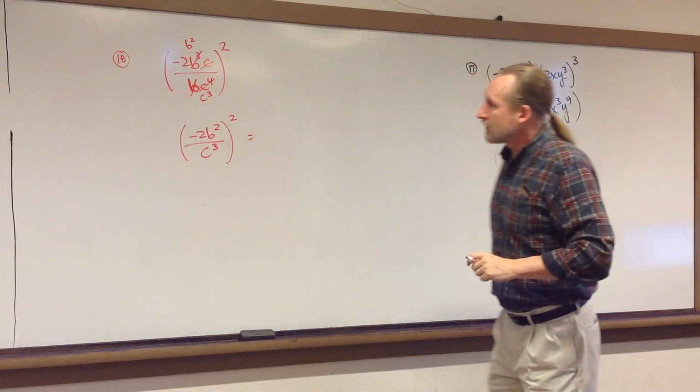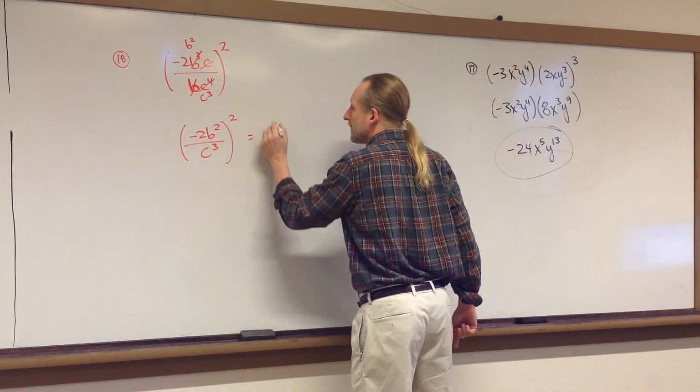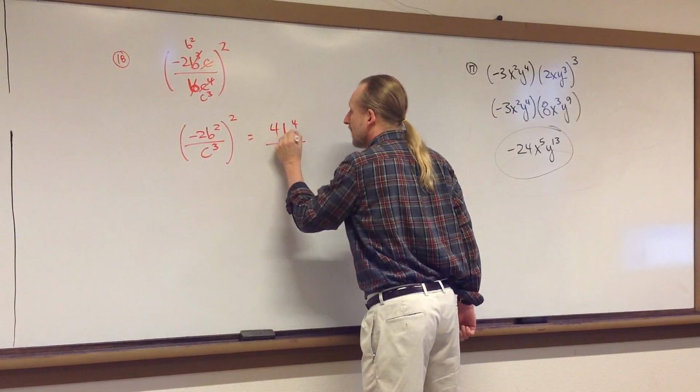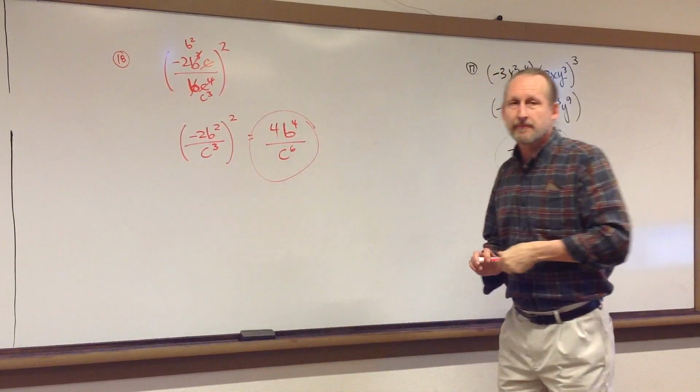And now I'm going to square that. So negative 2 squared is going to be positive 4. And then b to the 4th on top, and then c to the 6th on the bottom.